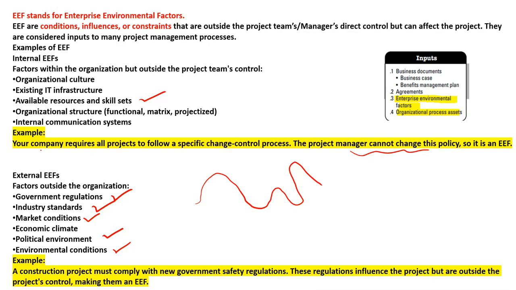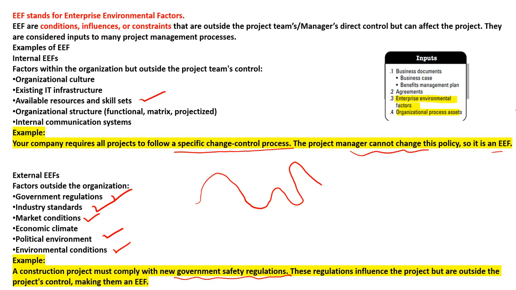Here I have written: your company requires all projects to follow a specific change control. This is the rule, or you can say regulation, of the company that each and everyone has to follow the change control process, though the manager cannot change this policy. So this is an enterprise environmental factor. Another example: a construction project must comply with new government safety regulations. These regulations influence the project but are outside the project's control, making them an enterprise environmental factor.